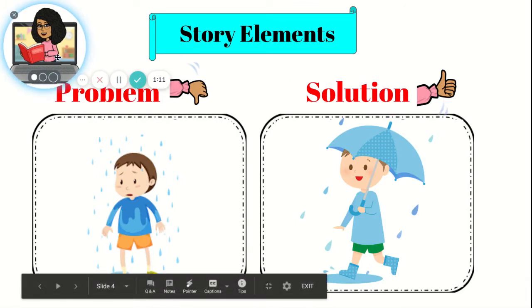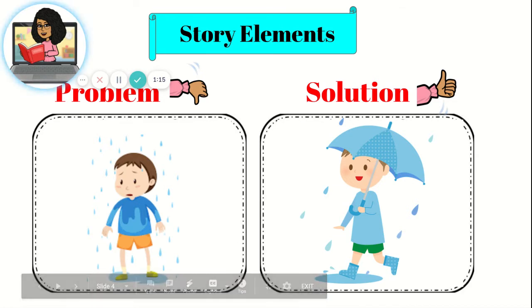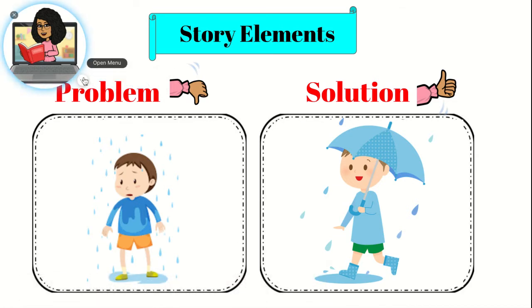Another story element is a problem and a solution. A problem is something that needs to be fixed, such as a rainy day, or something else that makes a character upset or really angry. And a solution is how the problem got fixed. For example, this boy is getting all wet in the rain. The solution was he finally got an umbrella and some rain boots.